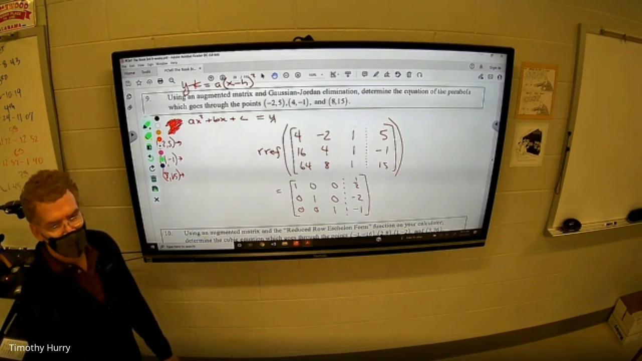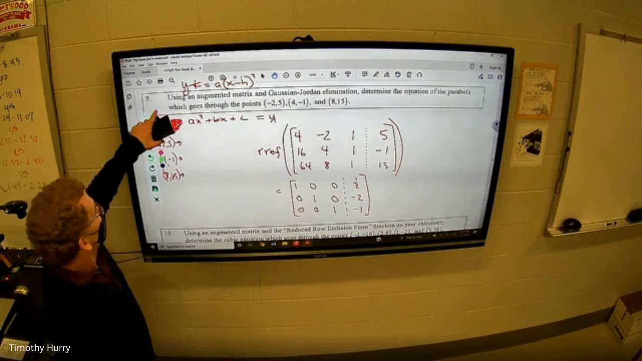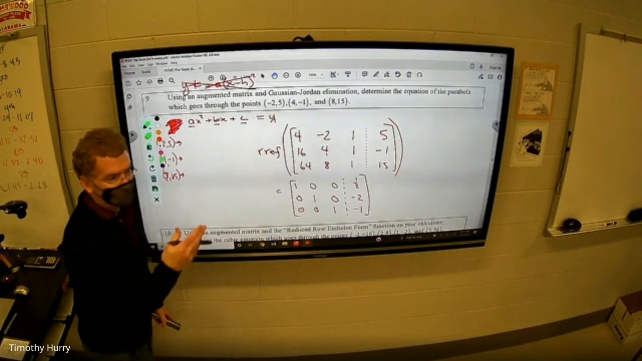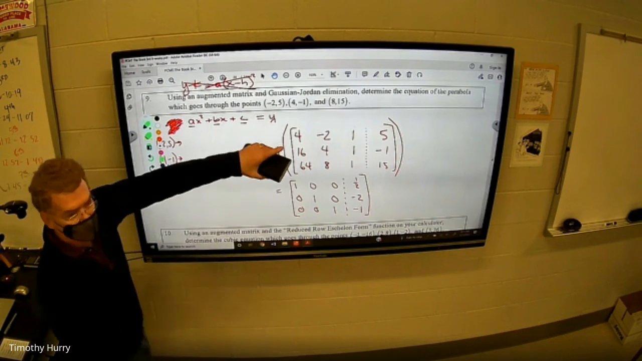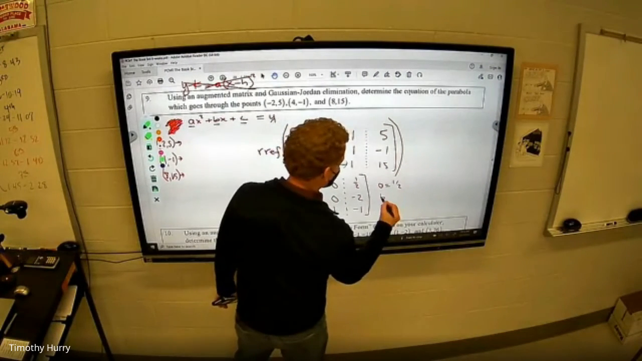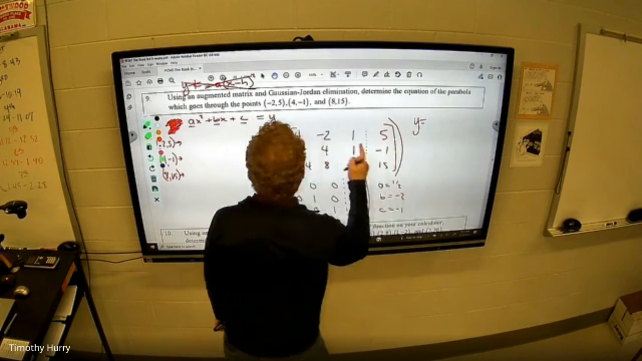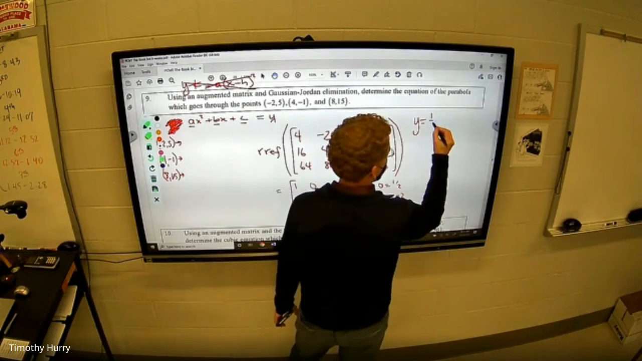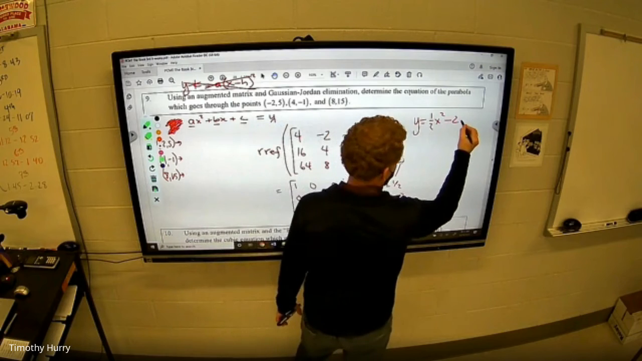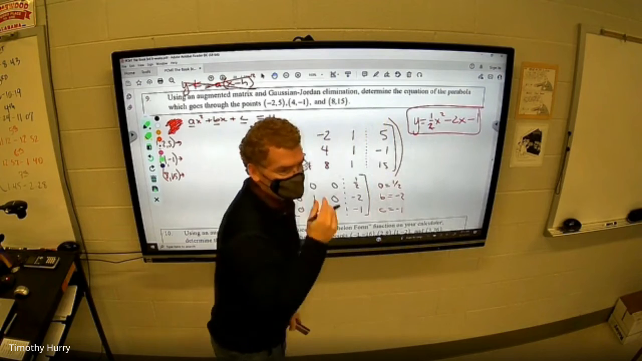I have people all the time that go X, Y, and Z. And I'm like, what the heck is X, Y, and Z? Especially Z, right? I'm trying to find A, B, C, so I can have my quadratic function, right? So the equation of the parabola. So this represents A is a half, B is -2, C is -1. So my equation is y equals 1/2 x squared minus 2x minus 1. And that is the parabola that goes through those 3 points.